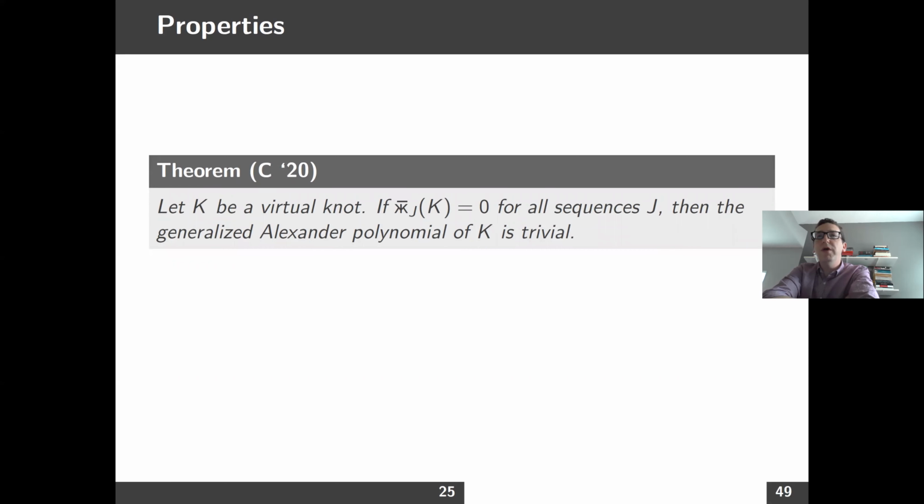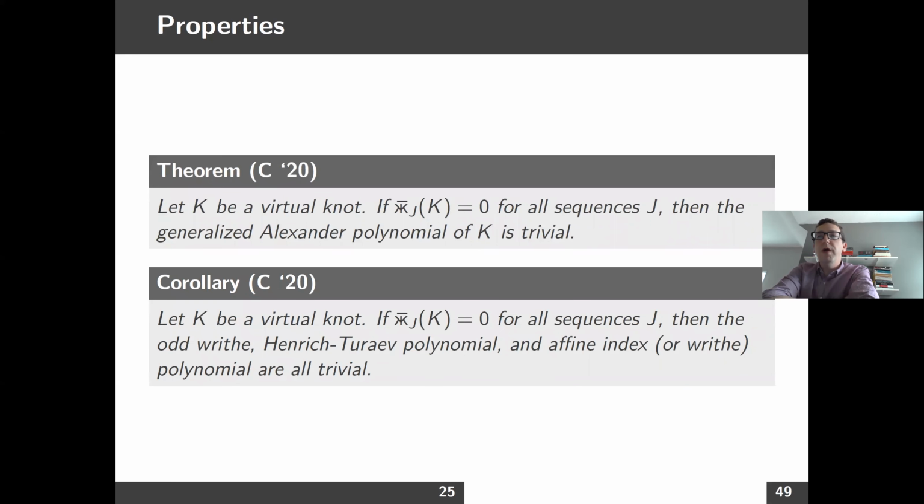Okay, so another property is that if you have a virtual knot and all of its J-bar invariants vanish for all sequences, then that implies that the generalized Alexander polynomial of K is trivial.